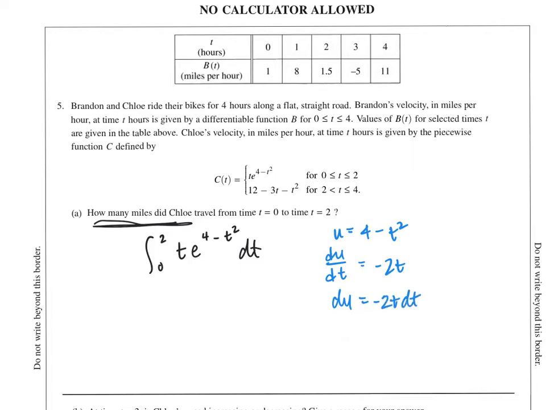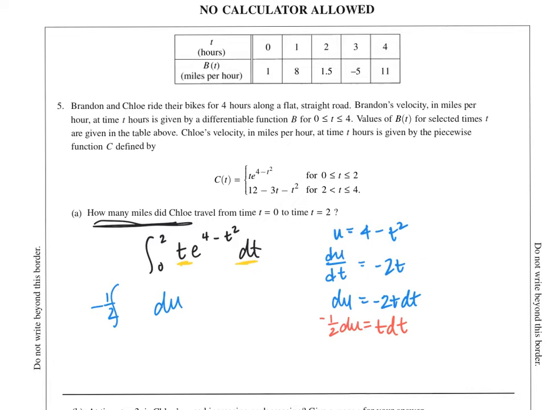Now notice I need a t dt when I go to rewrite my integral with respect to u. And I do not have a t dt. I've got an extra negative 2. So I'm going to divide that out. So I'd get negative 1/2 du equals t dt. So when I go to rewrite my integral, instead of writing t dt, I'm going to rewrite negative 1/2 du. And I'm going to put my negative 1/2 constant out front and du here.